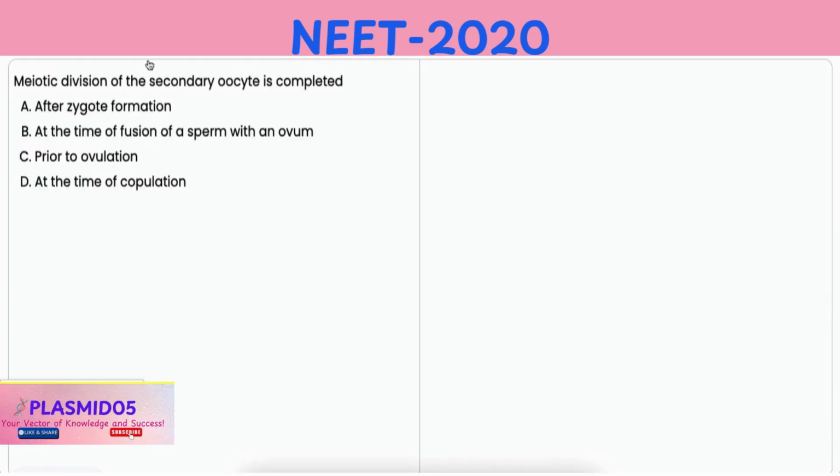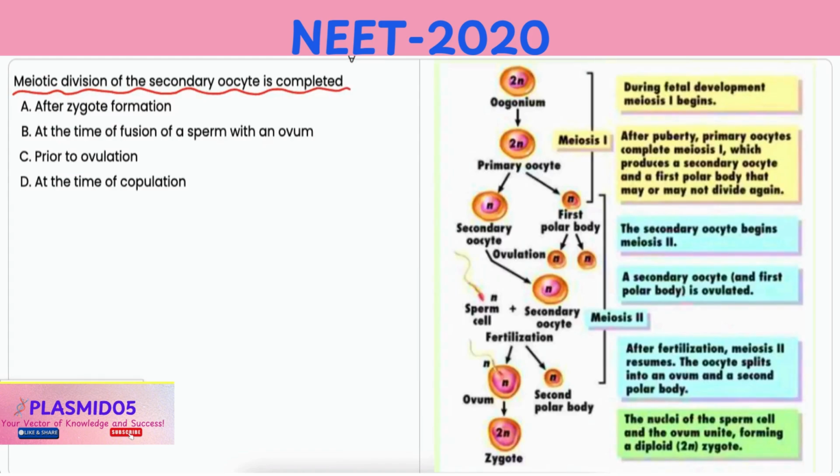In this question, you have to identify at what stage or when the meiotic division of a secondary oocyte is completed. Option A, after zygote formation. This is incorrect. The meiotic division of the secondary oocyte is completed before the formation of the zygote, and not after its formation.